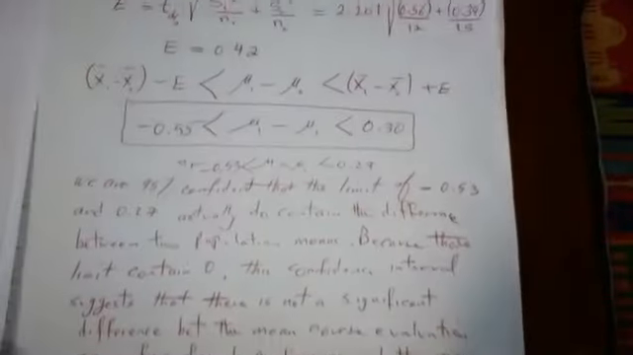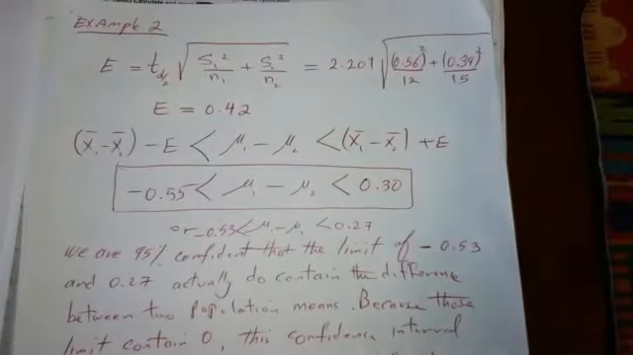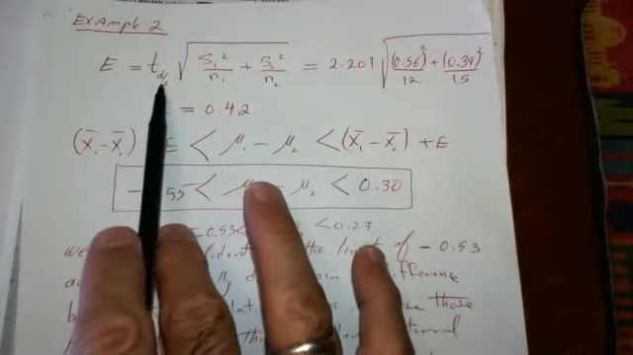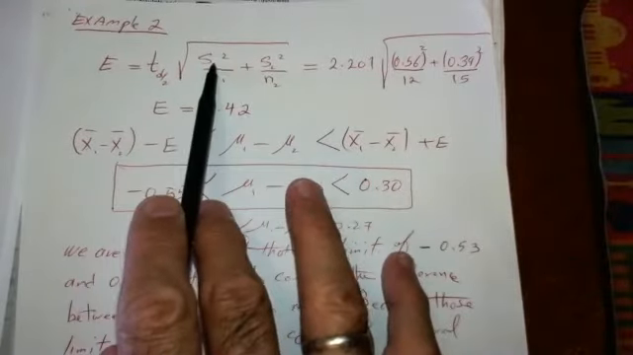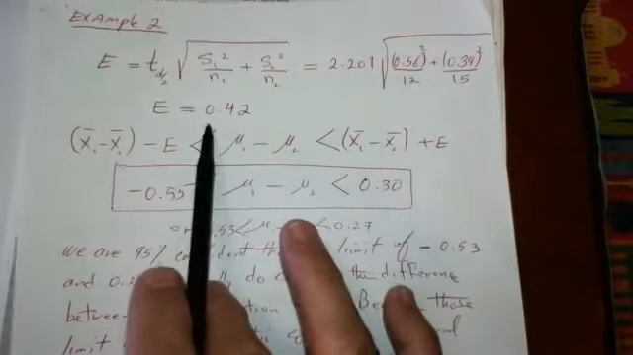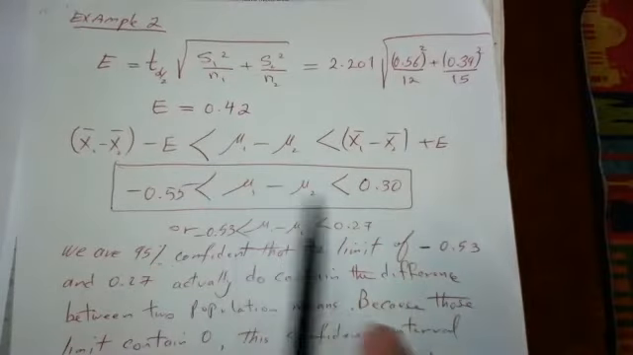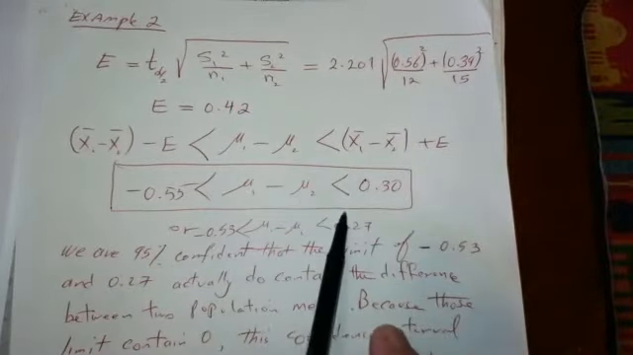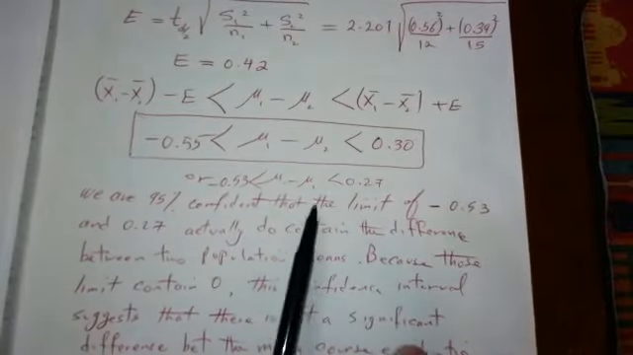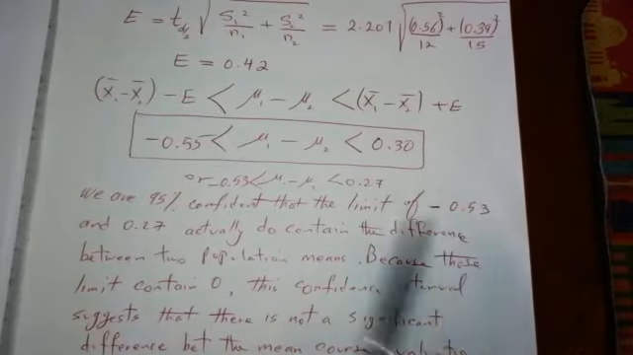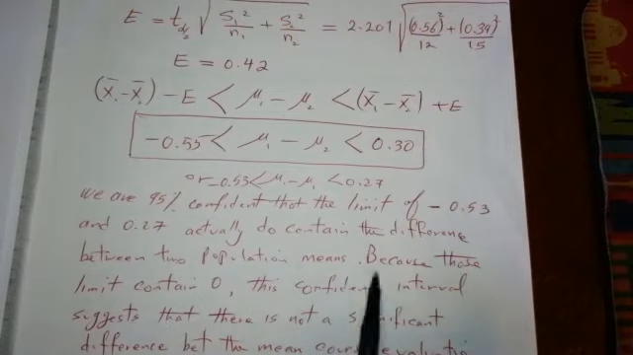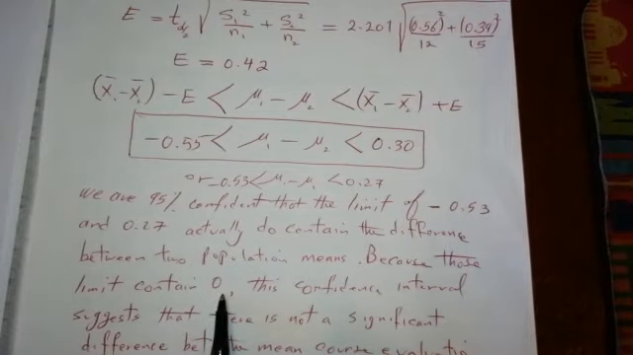And then the confidence interval for the mean is this formula. Again, you have all this. E, what is E? It uses T, the standard deviations of the first population and the second population, and N1, N2. You have all the numbers, you plug in, and that gives you the E, and the difference of the means. So we are 95% confident that the limits of minus 0.53 and 0.27 actually do contain the difference between the two populations, because the limits contain 0.